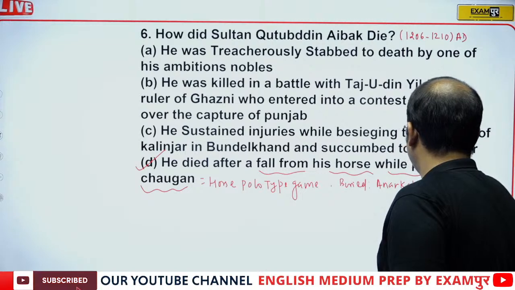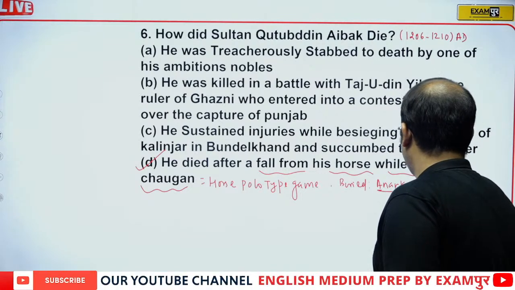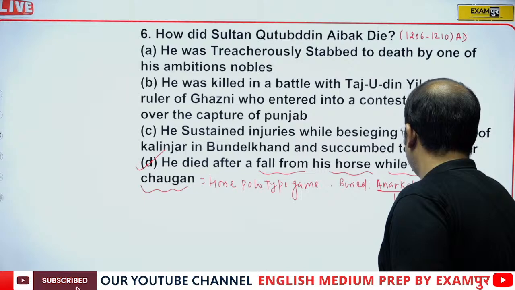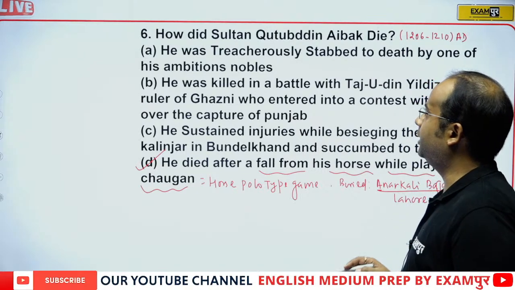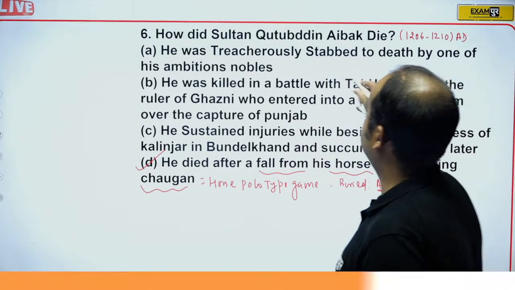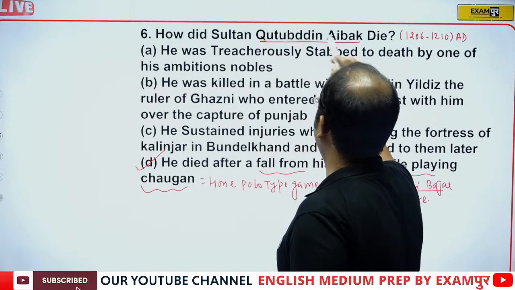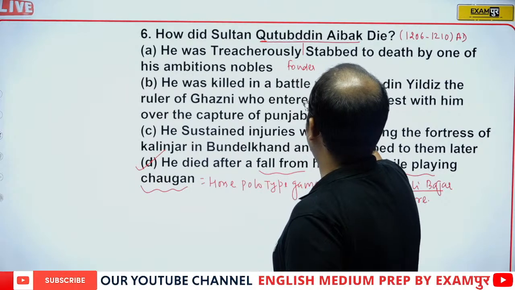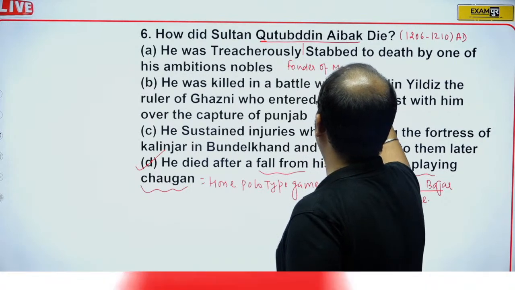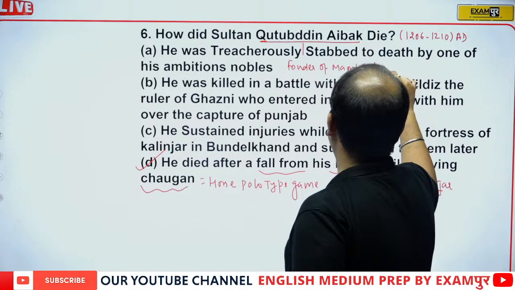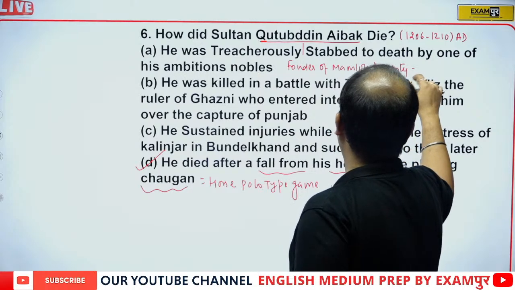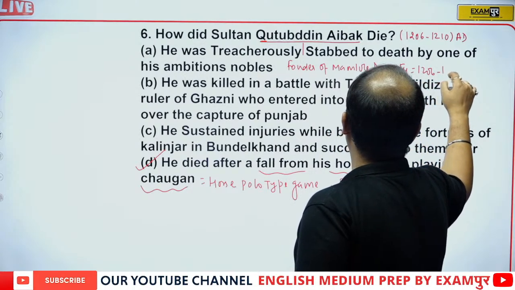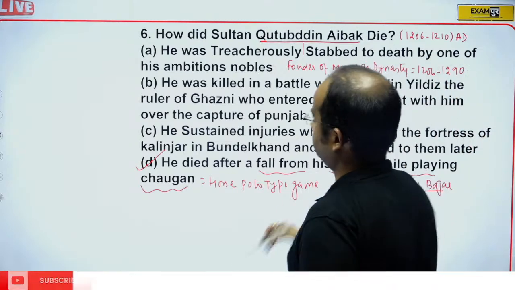He was buried in Anarkali Bazaar, that is in Lahore. So this is how Qutbuddin Aibak died, and Qutbuddin Aibak was the founder of the Mamluk dynasty that ruled from 1206 to 1290.